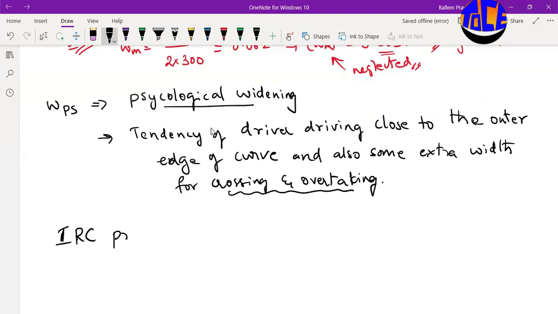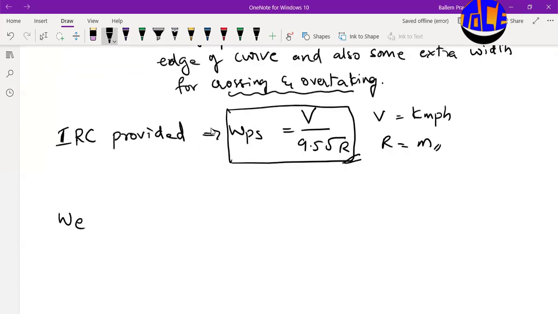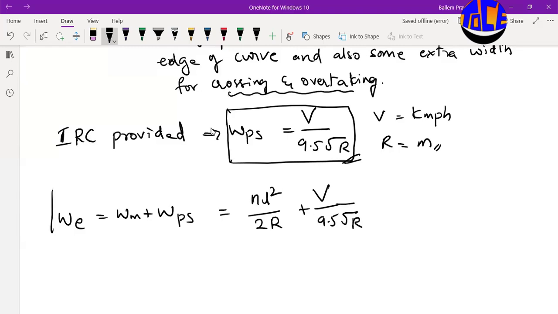based on its research, an equation for the WPS that is equal to capital V divided by 9.5 under root R. Here V is in kilometers per hour and R is in meters. So you have to substitute V in kilometers per hour and R in meters. Directly by using this IRC formula, we can calculate the psychological widening. Now the complete equation for the extra widening: WE is equal to the mechanical widening WM plus the psychological widening WPS, which is equal to NL square divided by 2R plus capital V divided by 9.5 under root R.